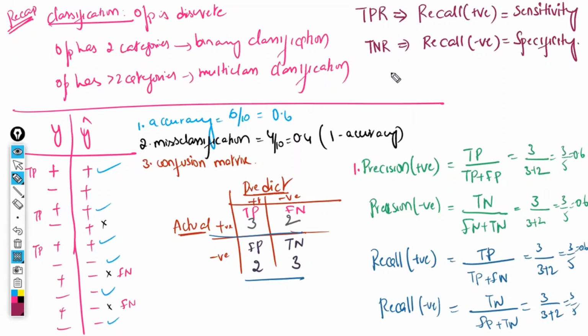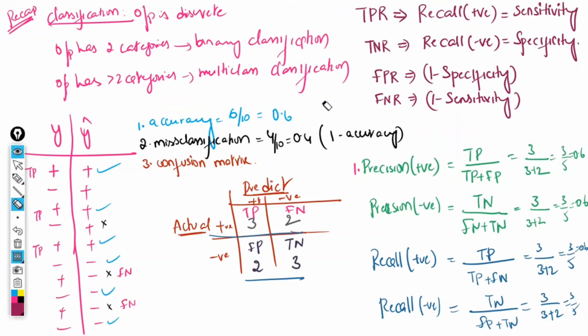Okay, and the next one is FPR. FPR is nothing but the false positive rate, which is equal to 1 minus specificity. 1 minus specificity is called the false positive rate. And FNR is nothing but 1 minus sensitivity. Right?